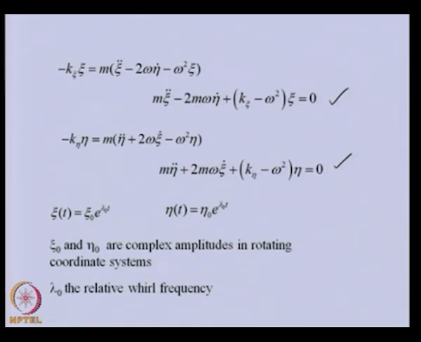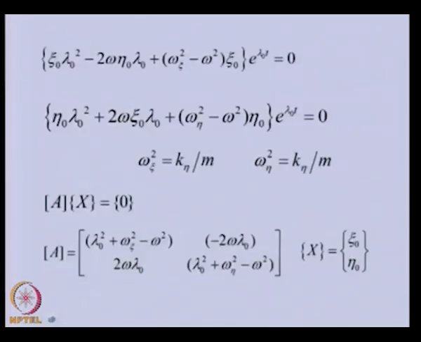If we do that, we will get the equation in this form. Because this will be common, it can be taken out. Similarly in the second, this is in the xi direction and this is in the eta direction. So these are the two equations of motion. Now it has basically been converted into the frequency domain. The exponential terms cannot be 0, so they can be eliminated, and the remaining terms we can put in this form.